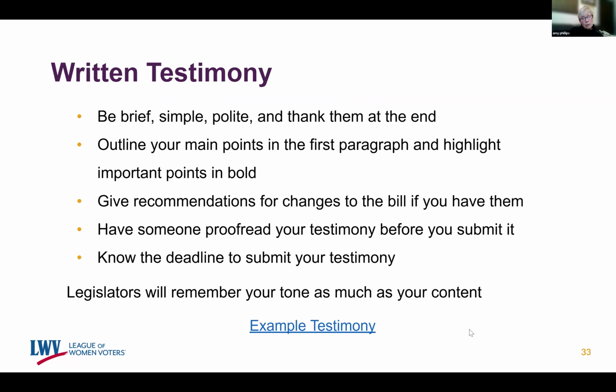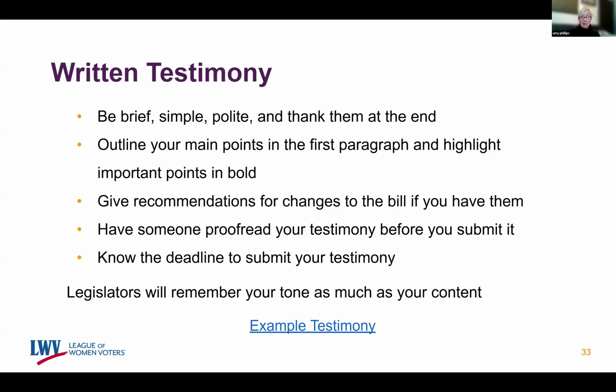Then going on with what else to include in your written testimony, you want to be sure to be brief, simple, polite, and to thank the committee at the end of your written testimony. When the League has submitted testimonies, we try not to do anything more than one page. We want to make it as easy as possible for committee members to read our position on a particular bill. You're outlining your main points in the first paragraph if possible, and highlighting important points in bold. Your position on the bill, why you're taking this position, things that you think are the most important, you'd want to highlight in bold. Give recommendations for changes to a bill if you have those changes in mind.